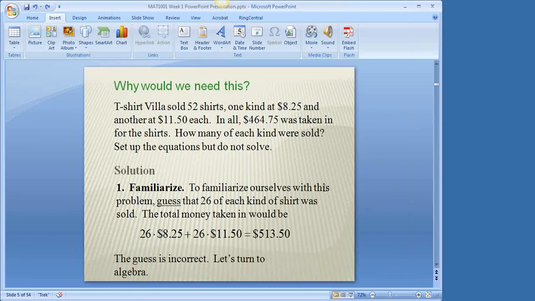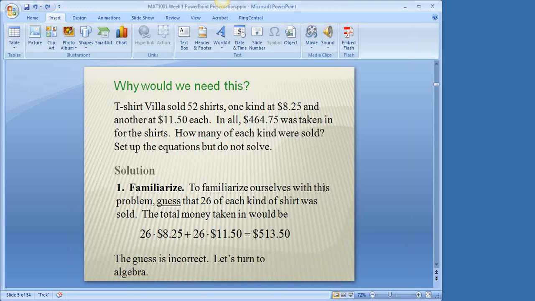All right, so let's say we had a word problem, and T-shirt Villa sold 52 shirts, one kind at $8.25 a piece and another at $11.50 a piece, and they took in $464.75. How many of each were sold? Well, if we said, well, maybe 26 of each, because 26 plus 26 adds up to 52, that would be incorrect, because you can see our total would not be what we indeed collected.